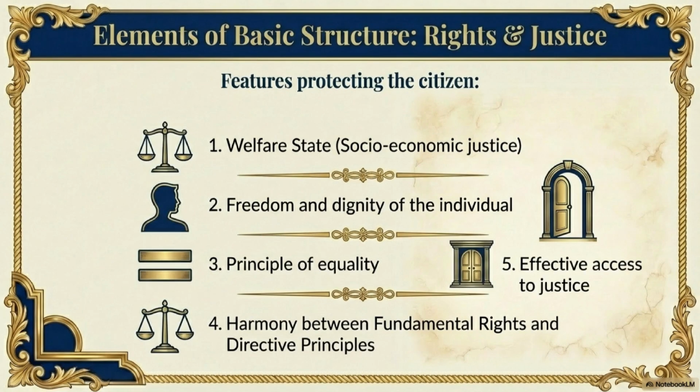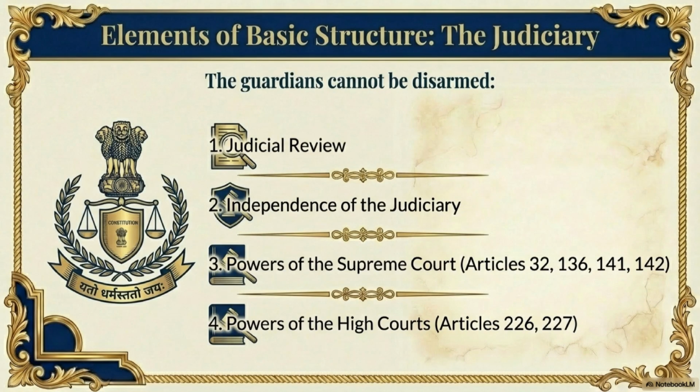There's also some interesting ones about the goals of the nation. Yes, the welfare state or socioeconomic justice, the unity and integrity of the nation, and harmony and balance between fundamental rights and directive principles. That last one sounds like a yoga pose, harmony and balance, but it's legally quite heavy. It means you can't emphasize one to the total disruption of the other. You've got it. And of course, free and fair elections, independence of the judiciary, and the principle of equality. It's quite a comprehensive list, even if it's not official. It basically covers everything that makes a modern liberal democracy work. It effectively locks in the democratic, secular, and republican identity of India.